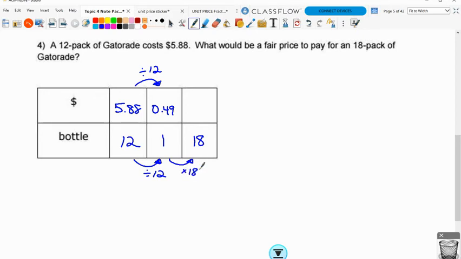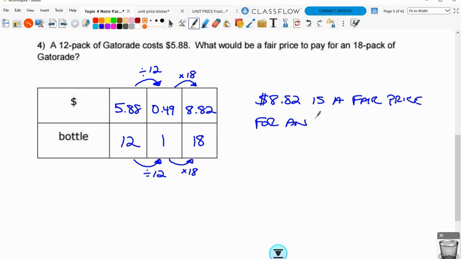And I'm going to do the same thing to my unit price, 49 cents times 18. And if I punch that into my calculator, I get a decimal of 8.82, which means that $8.82 is a fair price for an 18-pack of Gatorade. So find the unit price first, and then you can scale ahead to figure out the price of, in this case, the 18-pack.